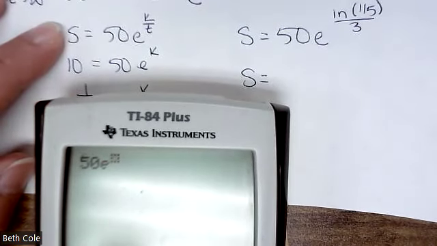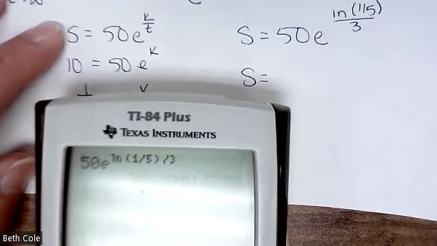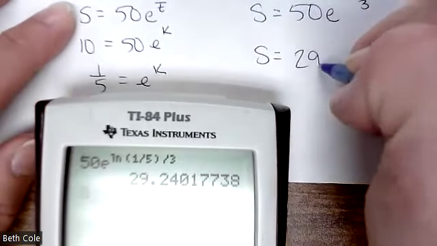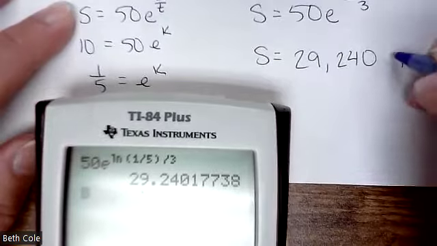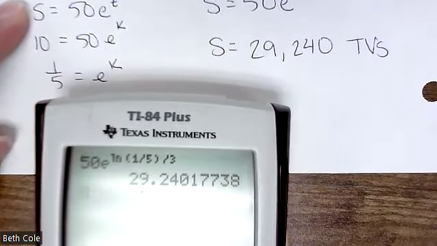What is it? ln 1/5 divided by 3. Now it's not 29 TVs. It's actually 240 TVs. Because remember, it was in thousands.